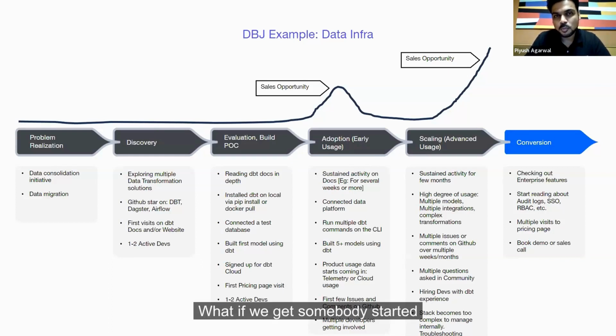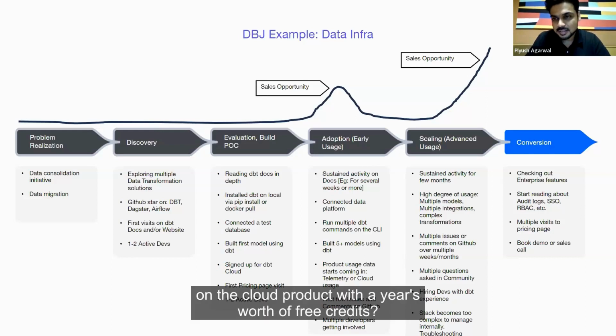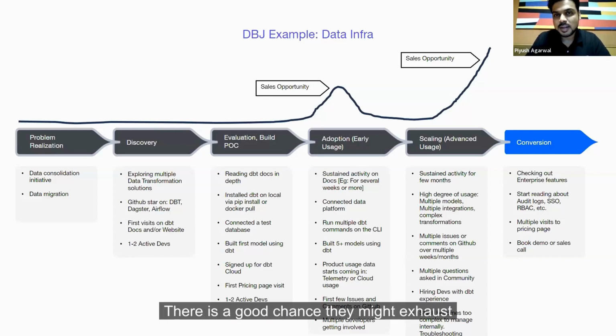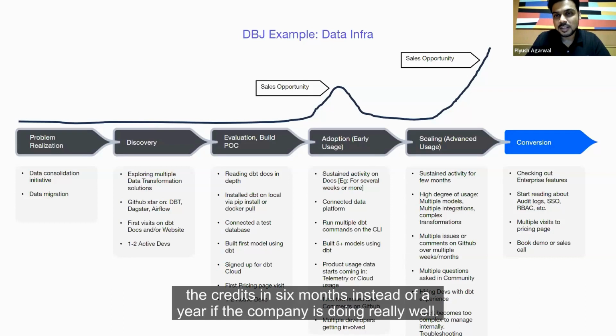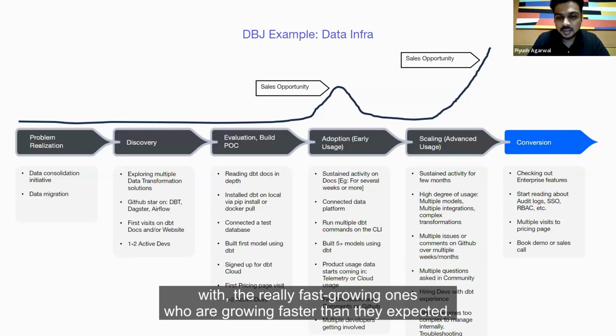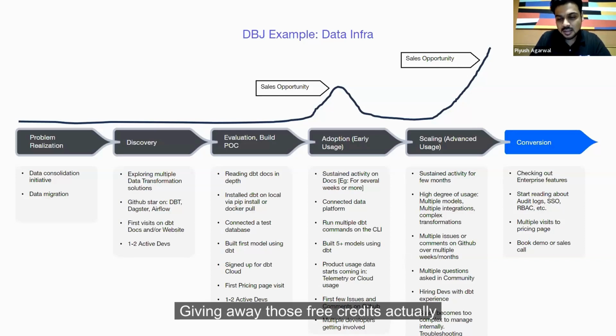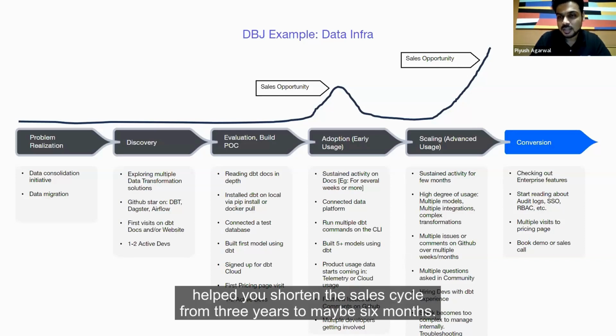What if we get somebody started on the cloud product with a year's worth of free credits? There is a good chance they might exhaust the credits in 6 months instead of a year if the company is doing really well. And those are the kind of companies you want to work with, the really fast growing ones who are growing faster than they expected. So giving away those free credits actually helped you shorten the sales cycle from 3 years to maybe 6 months.